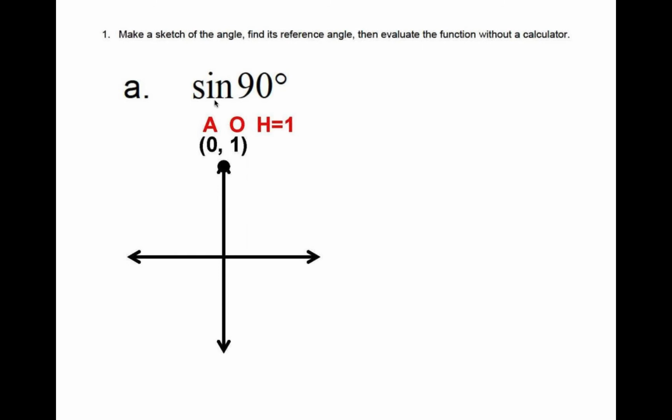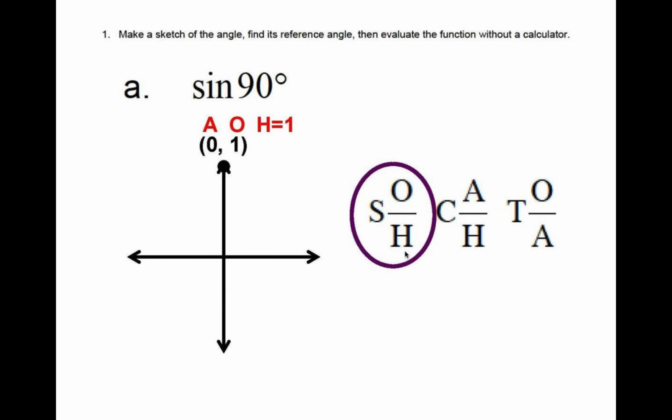So now we have to find our sine ratio. Sine is SOH, O over H. So our opposite is 1, and our hypotenuse is 1. 1 divided by 1 is 1.